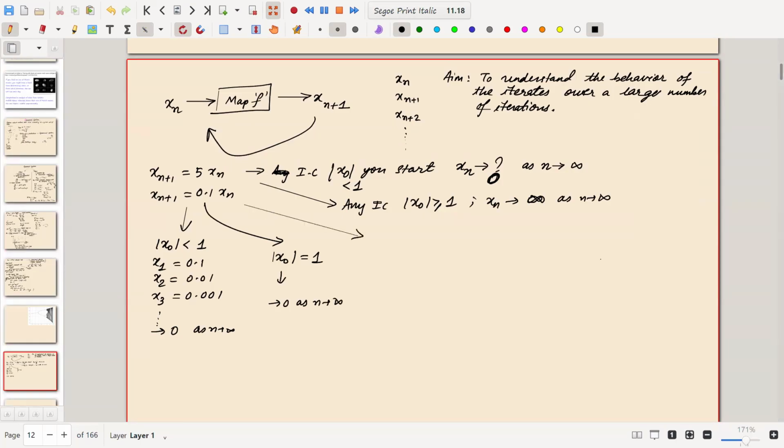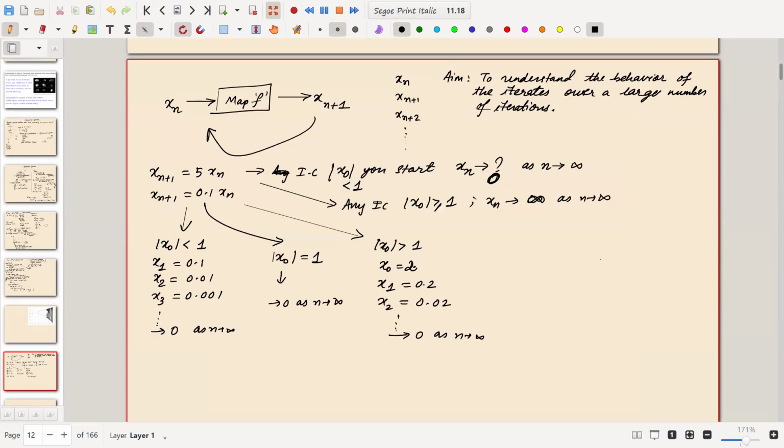But if you make it greater than 1, that is x0 say 2, then what will happen? x1 is equal to 0.2, x2 equals 0.02. So it will decrease, right? It tends to 0 also as n tends to infinity. Agree? So in this map, only one case is possible. Wherever you start, it will always go to 0 as n tends to infinity.